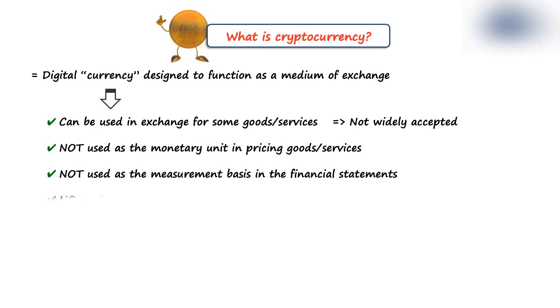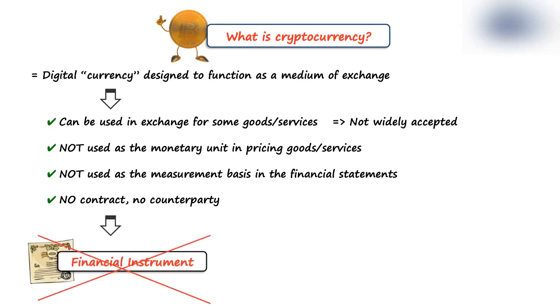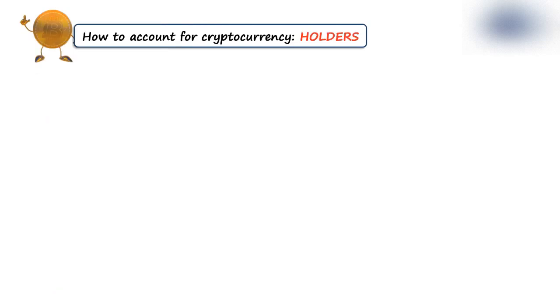And moreover, there is no contract, no legal tender, no counterparty. You're only dealing with a program that you and other participants trust. As a result, cryptocurrency is not classified as a financial instrument because it fails its definition. And this is also supported by the IFRS decision from June 2019. So, if it is not a financial instrument, what is it then and how to account for it?